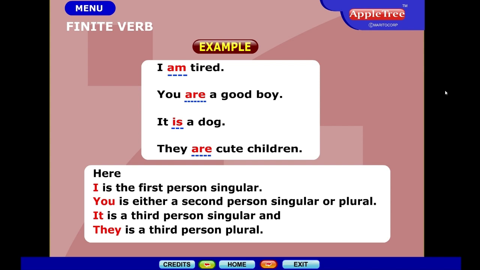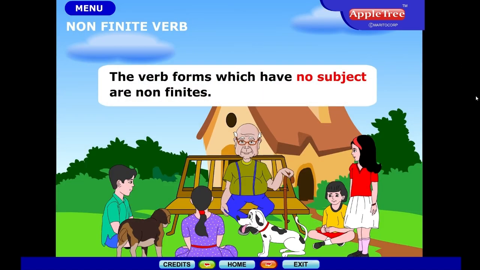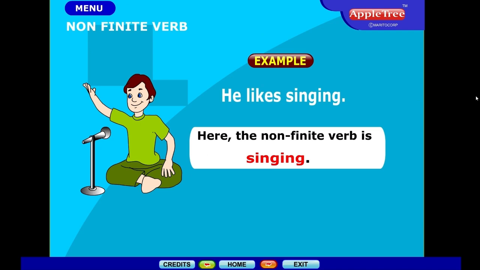Here, I is the first person singular. You is either a second person singular or plural. It is a third person singular and they is a third person plural. The verb forms which have no subject are non-finites. Example: He likes singing. Here, the non-finite verb is singing.